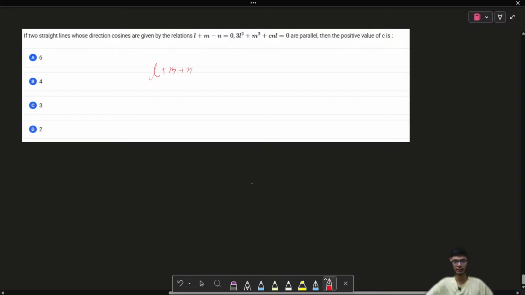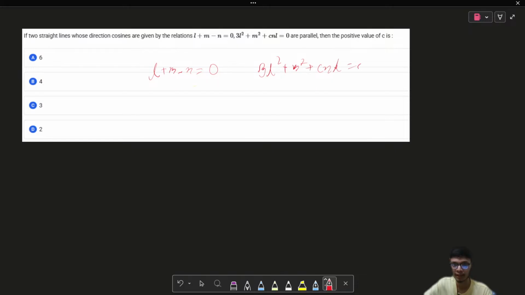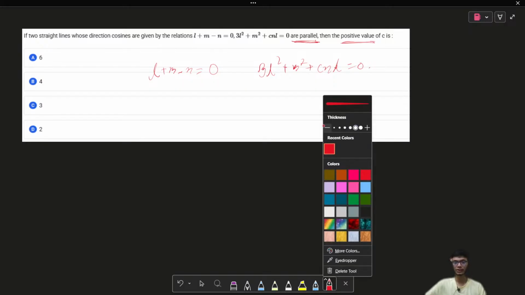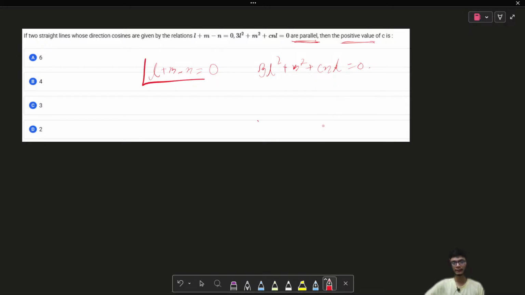So I can use this particular relation, that is L plus M minus N is equal to 0, and another relation L square plus N square plus CNL is equal to 0, and it is said that these two straight lines are parallel to each other. So if I have this condition, then I have to find out what is the positive value of C. That is what the question denotes, right? So how do I do that?